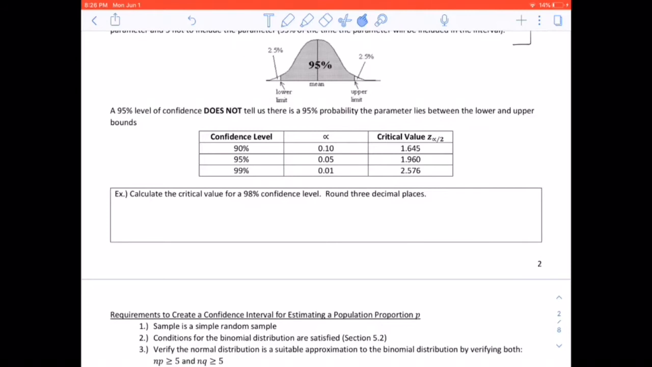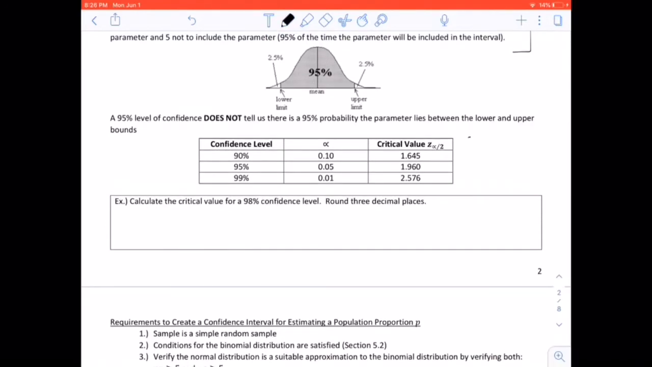A 95% level of confidence does not tell us there's a 95% probability that the parameter lies between the lower and the upper bounds. And with 95%, you can see that the confidence level is the middle part of the graph, because that's the part we're confident about. There are always values smaller and larger than it that we're not as confident about.